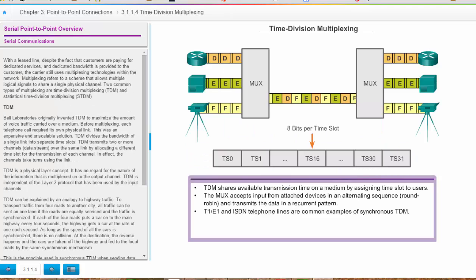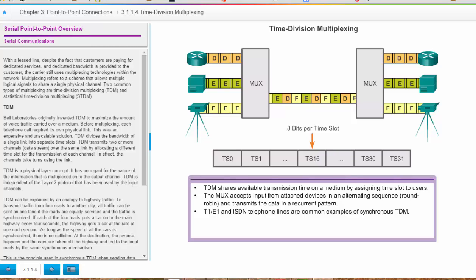Even if you have leased a line and you're paying for that certain service or dedicated bandwidth, your carrier is still using multiplexing technology within its network. Multiplexing just refers to the scheme that allows multiple logical signals to share a single physical channel. Two of the common types of multiplexing are time division multiplexing, or TDM, and statistical time division multiplexing.